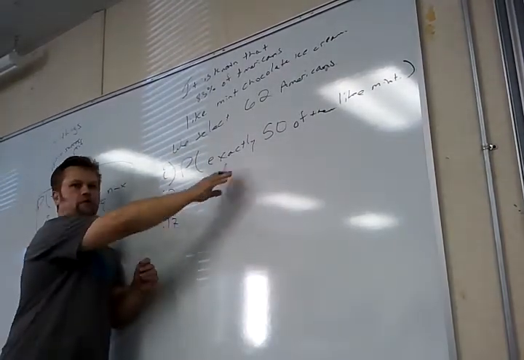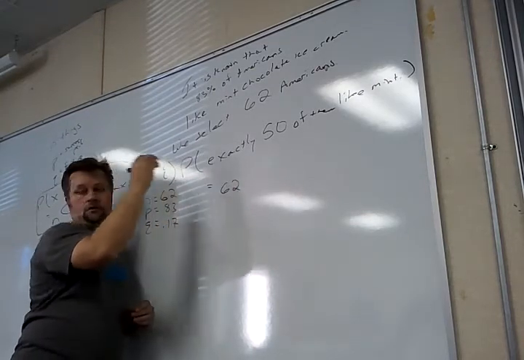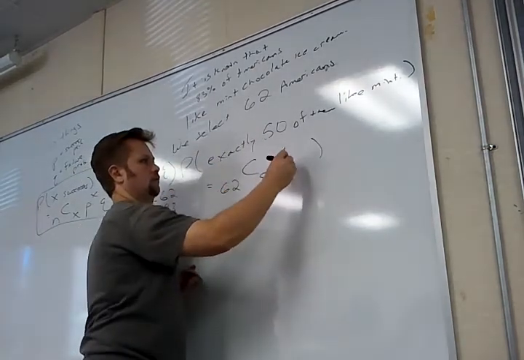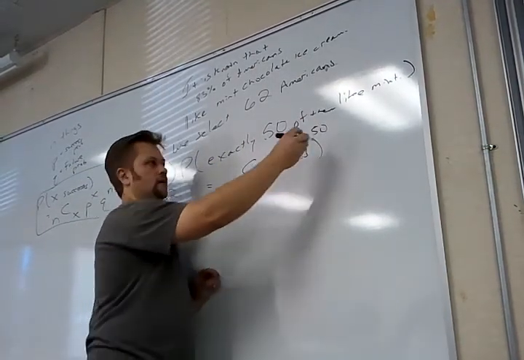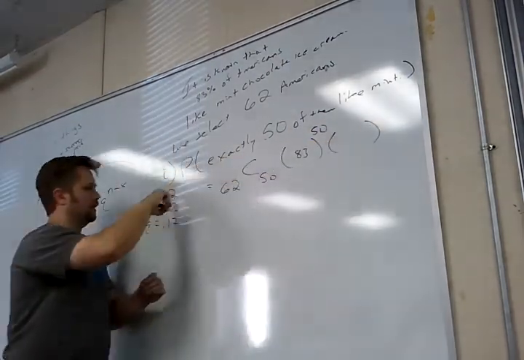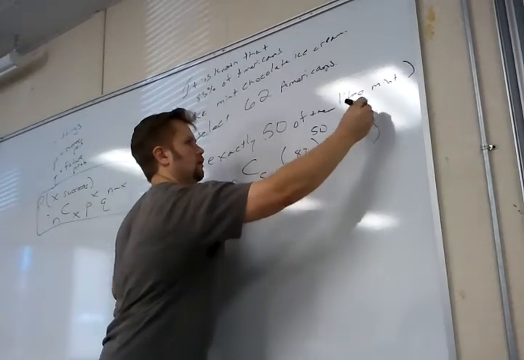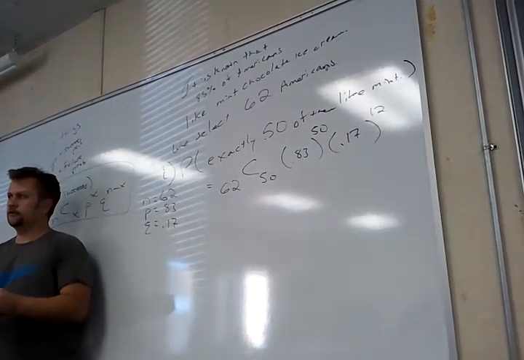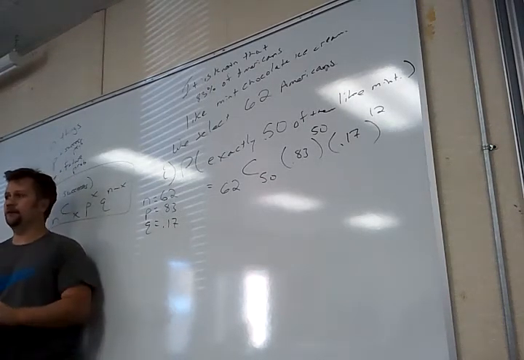So somebody have what that formula looks like? 62C, good. We got 62 people, choose 50 of them to do something, times 0.83 to the 50. So I want those 50 to like it. And how many do I want to not like it? And not like, of course, has to be the other 17%. 0.17 to the 12. Good. The rest of them don't like it. So I think most of you maybe are seeing how these formulas set themselves up. This is awesome. Doesn't normally happen this way.